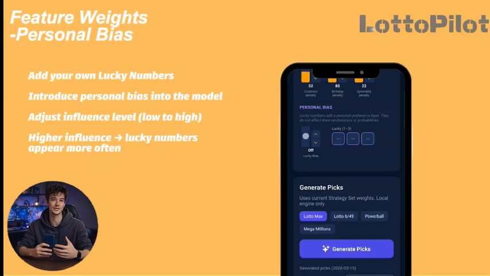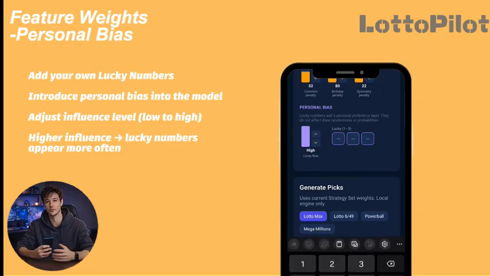Finally, you can add your own lucky numbers. This introduces a personal bias into the model. You can choose different levels of influence, from low to high. At higher levels, your lucky numbers will appear slightly more often in generated picks.